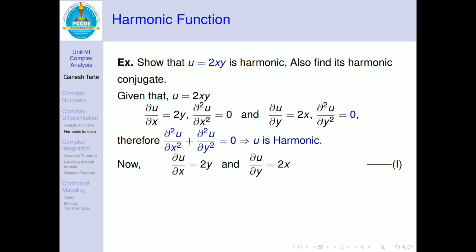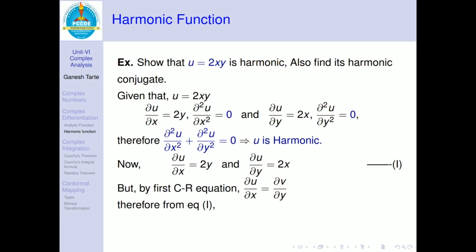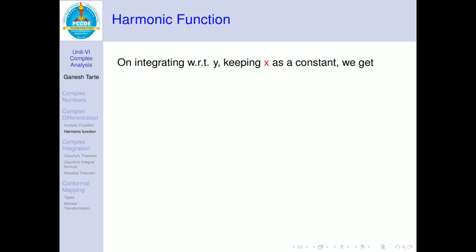So applying the first CR equation, that is u_x = v_y. From equation number 1, we get v_y = 2y. So we have the partial derivative of v with respect to y equal to 2y, ∂v/∂y = 2y. So how do we find the value of v from it? We have to integrate it with respect to y, but since it is a partial derivative, we have to keep x as a constant.